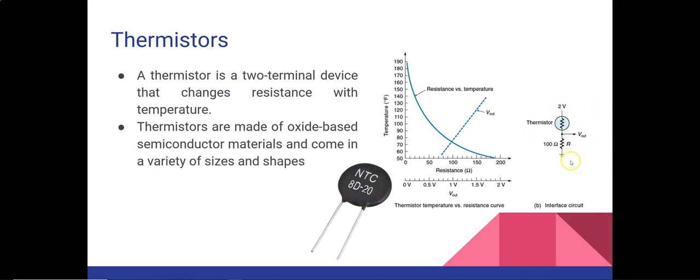It will have a linear output voltage with a positive slope, and that you can see here in this graph. This type of curve you will obtain if you put the thermistor in the voltage divider circuit, or in this type of interface circuit. So if the voltage looks like this, then what does it mean? It means that your resistance will vary linearly with the temperature.